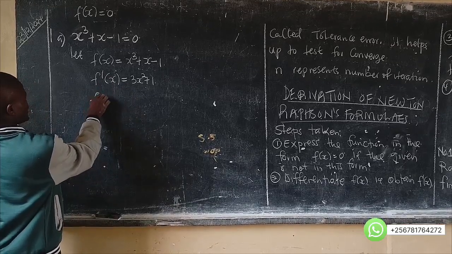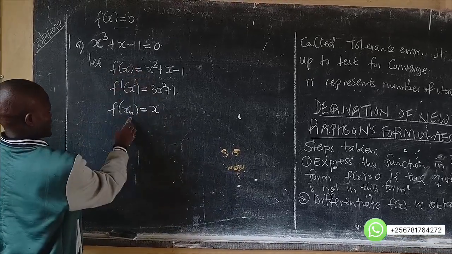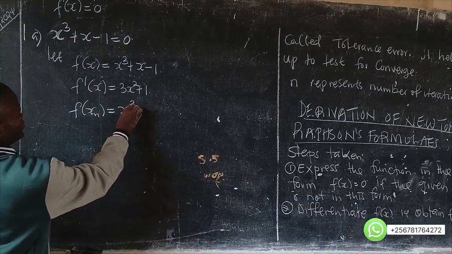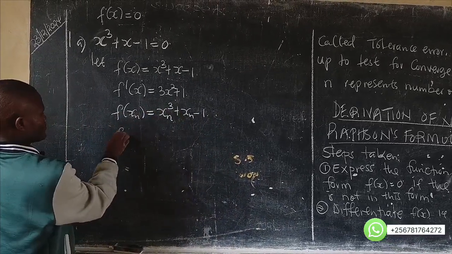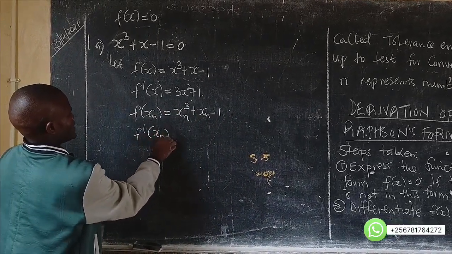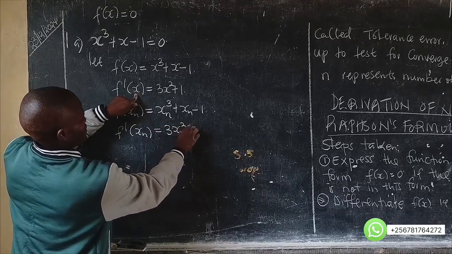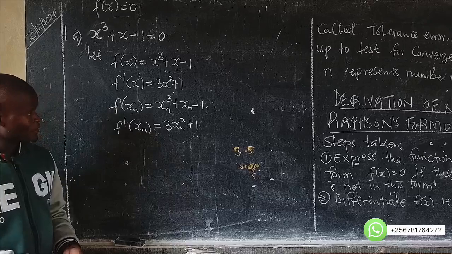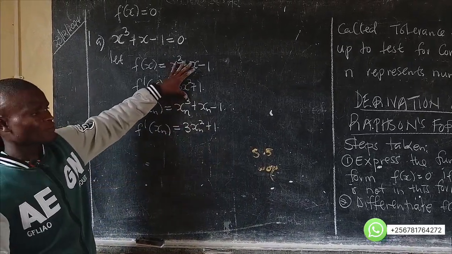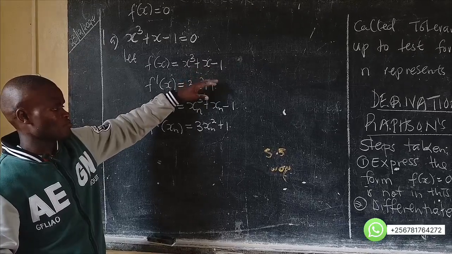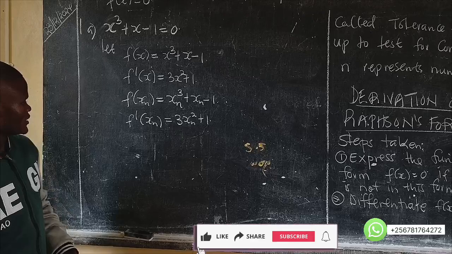Then we substitute xn. Where there is x, we now put xn. This will be xn cubed plus xn minus 1. The same, also substitute xn where there is x in the derivative. This is 3xn squared plus 1. Now, examiners have a mark for this. The mark is always given when you differentiate the function and then do this substitution, because someone can do this in the formula as we are going to say.